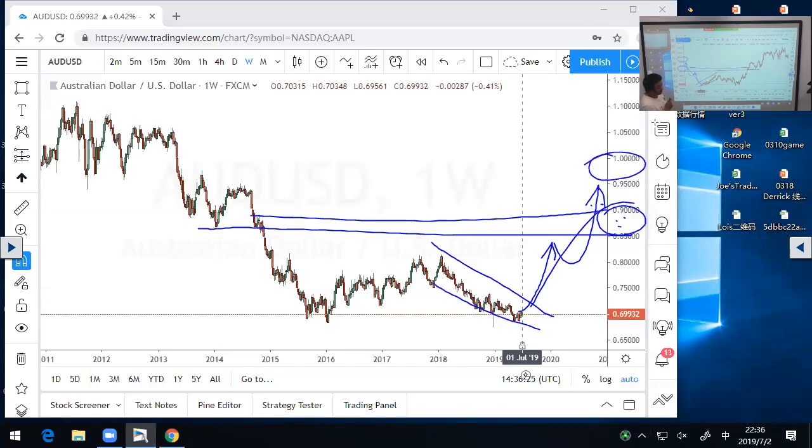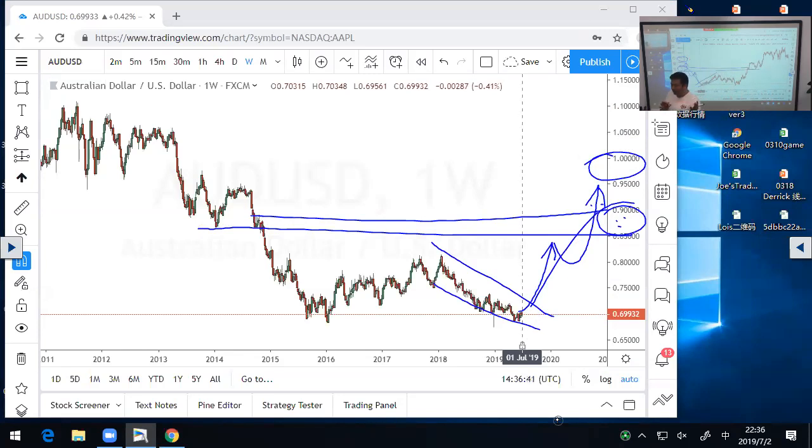I don't know, but this will be a very strong, very good opportunity for you guys to get in from here to here. It is for investing, value investing. It's really low, and the Aussie will have some strength.